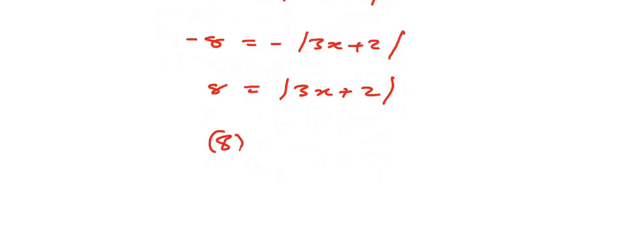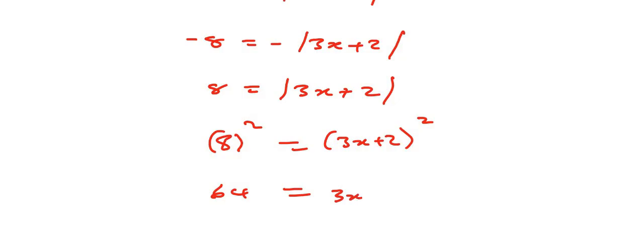We square both sides. You square this side and you also square this side. This will give us 64 is equal to 3x plus 2 multiplied by itself twice. When you multiply 3x plus 2 by itself, you get 9x squared, then 12x, then plus 4.